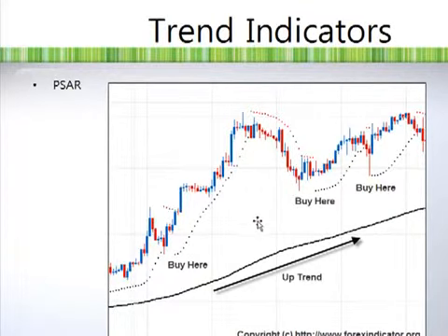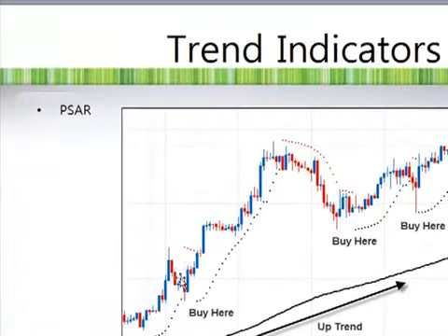So first thing that I look for is, again, the trend. You can see it's an uptrend, a strong uptrend. I will only enter when the parabolic SAR flips from up to down. You can see it's below the candle. It tells me that I could buy here. You can see I capture the up move.